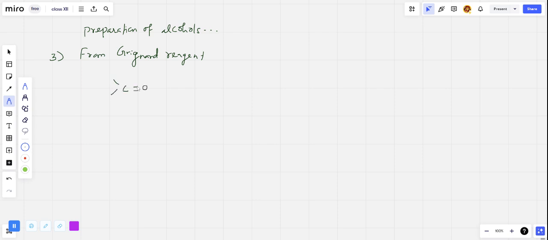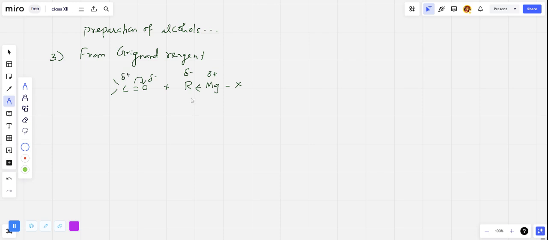So this is the carbonyl group. When it reacts with Grignard reagent, that means R, Mg, and X, due to electronegativity, the R attains a partial negative and the carbon a partial positive. When you compare carbon and oxygen, oxygen is more electronegative, so it becomes like this: the carbon attains positive and the oxygen negative.